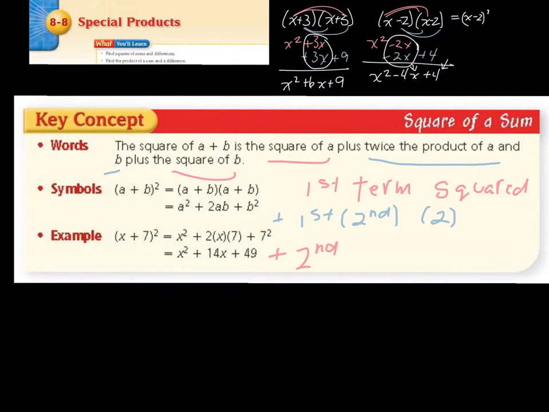So to square x plus 7, we could write it out and FOIL it, or we can just use the pattern. So the pattern is preferable, so it's always first term squared, so x squared, first term times second times 2, so 2x times 7, plus second term squared, so plus 7 squared, and voila, there's our quick final answer.